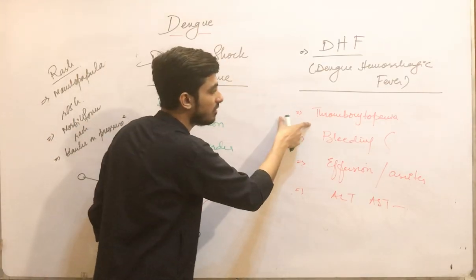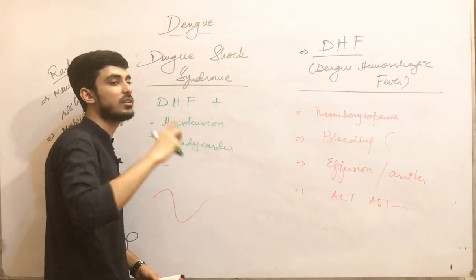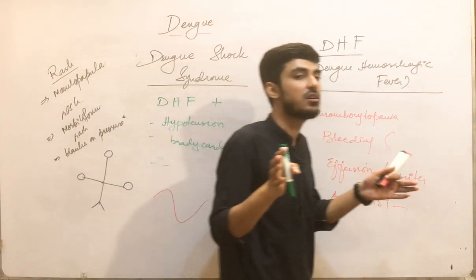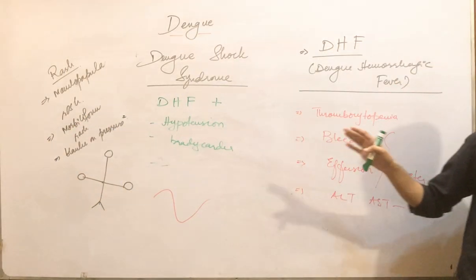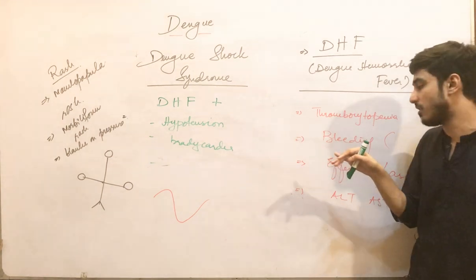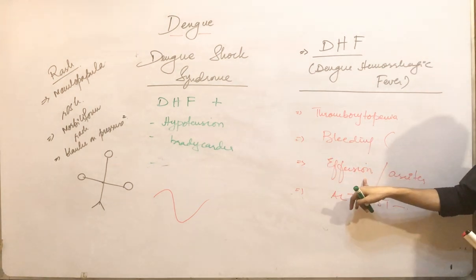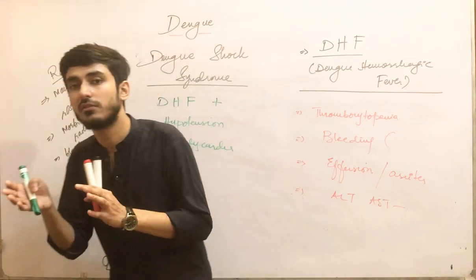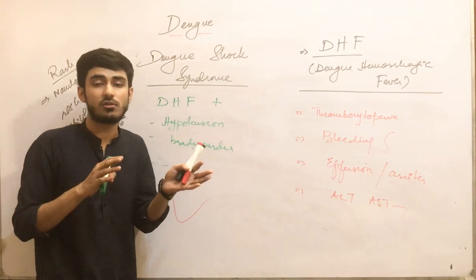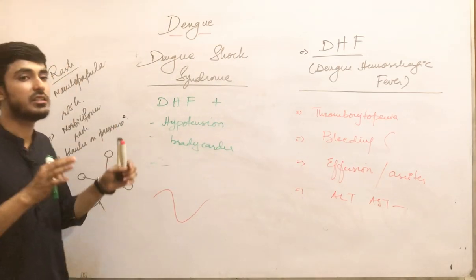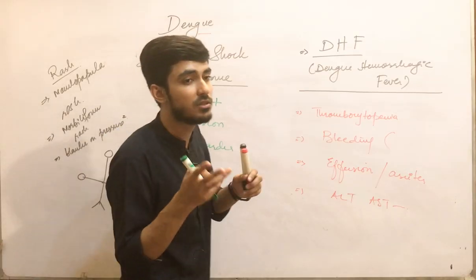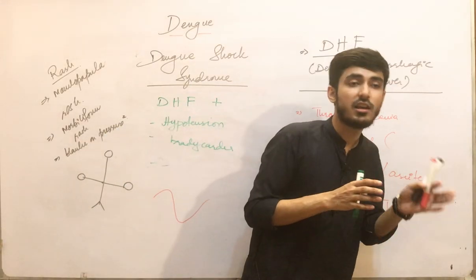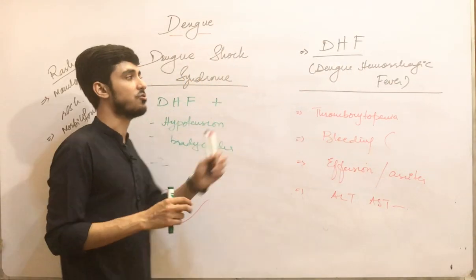Dengue hemorrhagic fever: thrombocytopenia, bleeding, effusion, ascites, involving other features, involving kidney, involving liver, involving you can say lungs. So this is the dengue hemorrhagic fever. Along with this, if the signs of the shock are present, it means hypotension, bradycardia, restless, irritable patient, getting worse, GCS is decreasing, it means now the patient is moving towards the dengue shock syndrome.